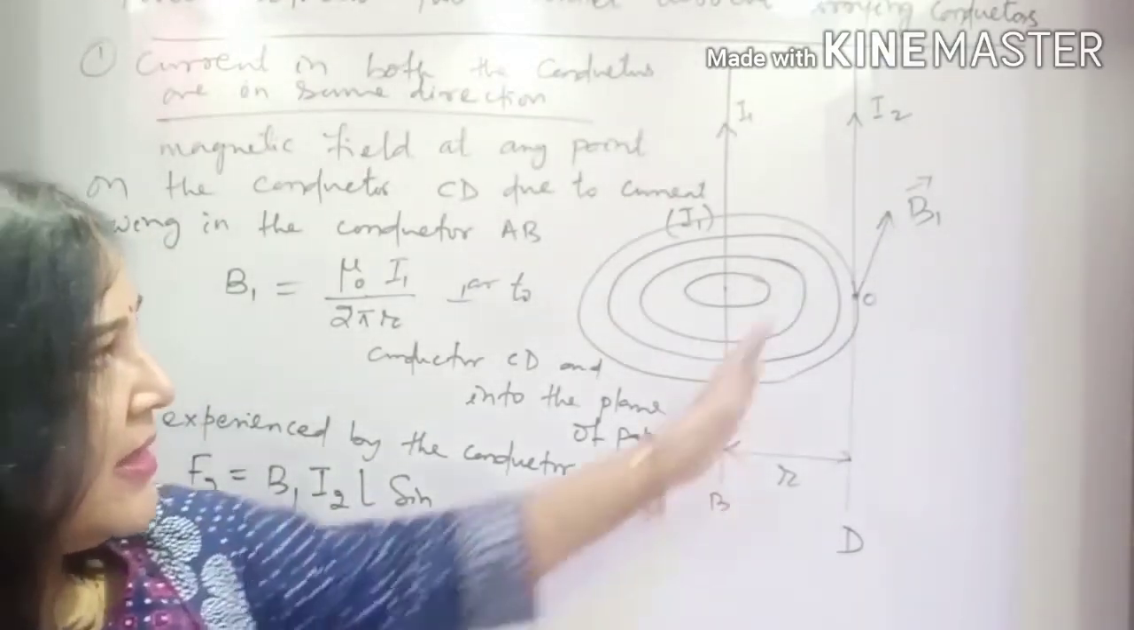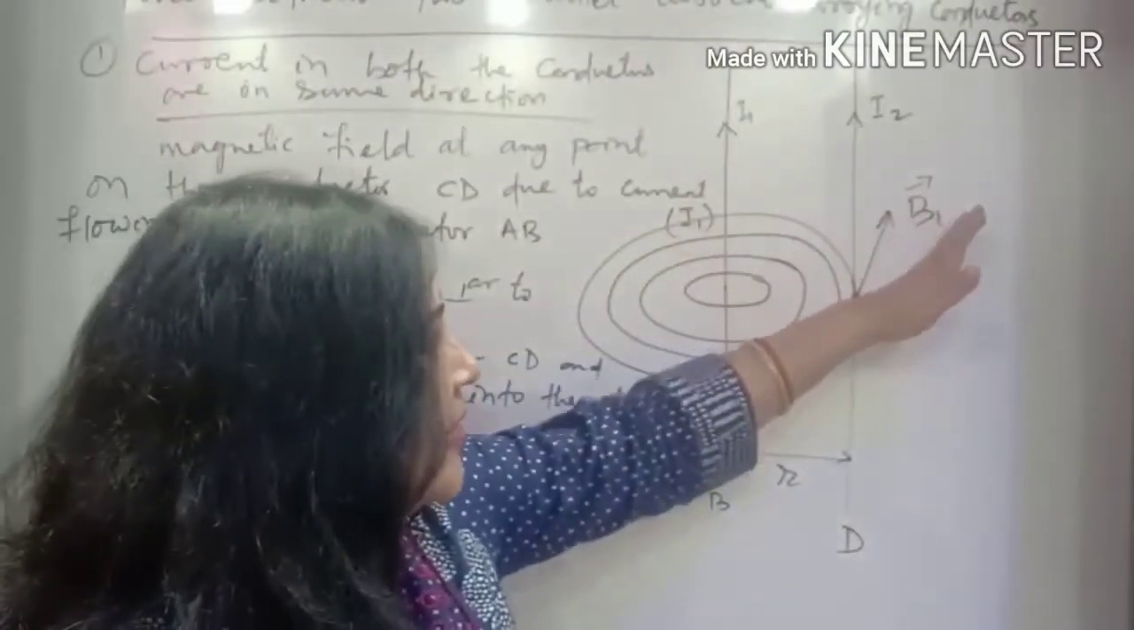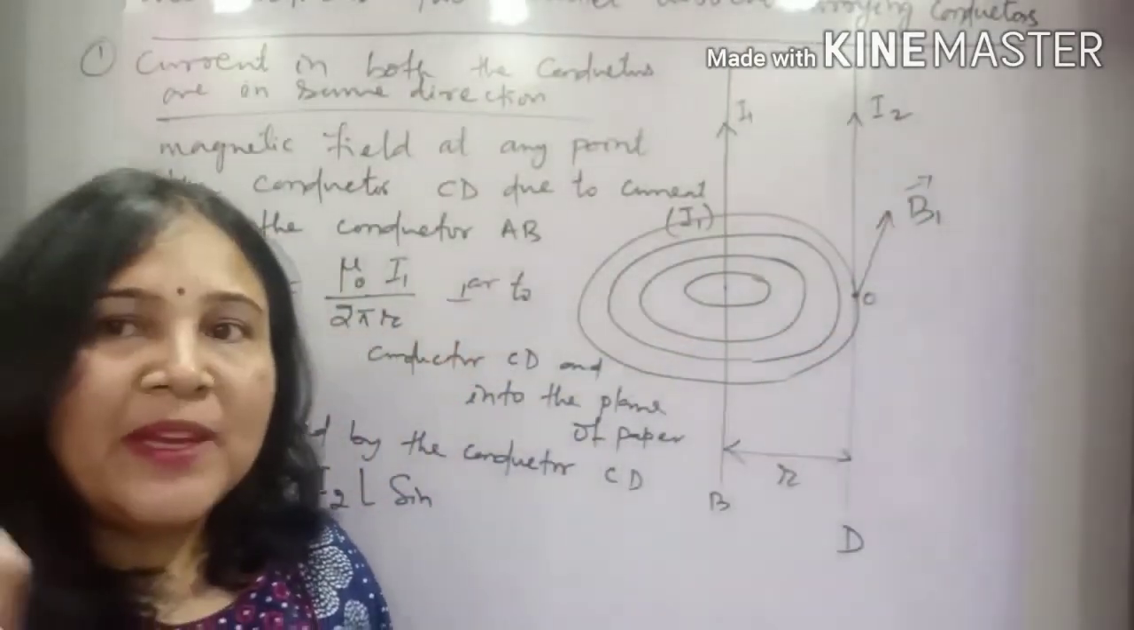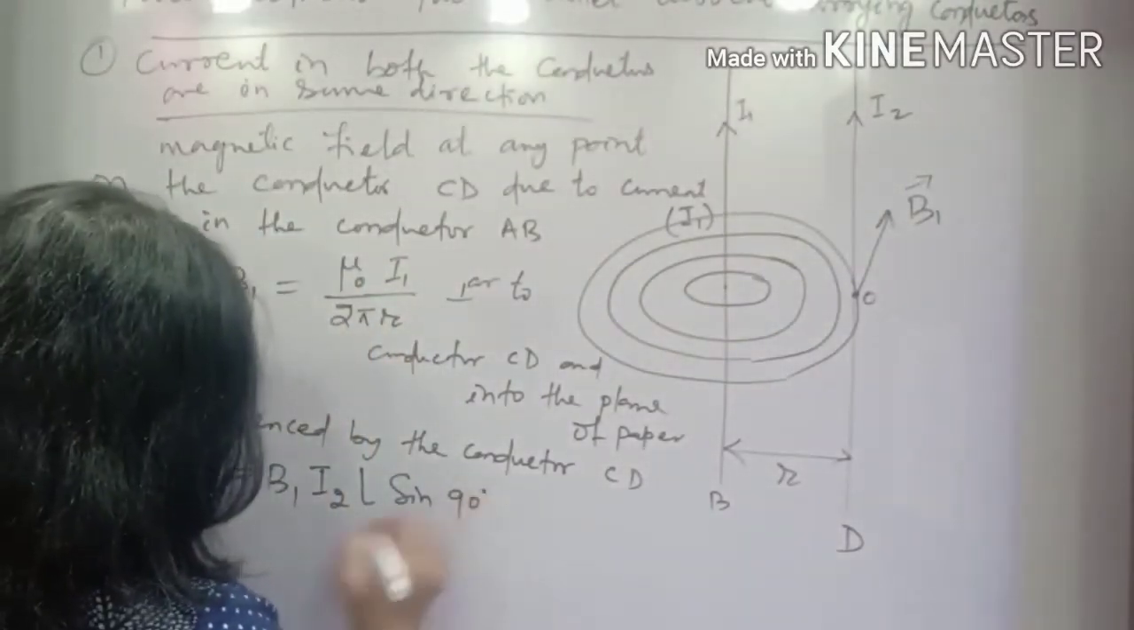And here, as I have already mentioned, this is CD, this is the length of the conductor, and the magnetic field, it is mentioned, is making an angle of what? 90 degrees. So this is sine 90.